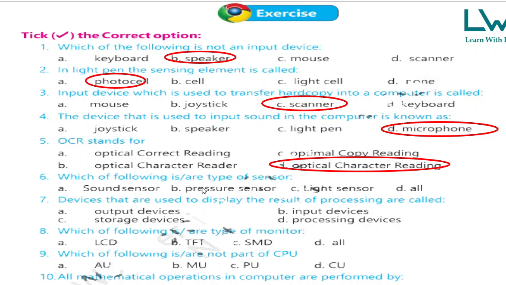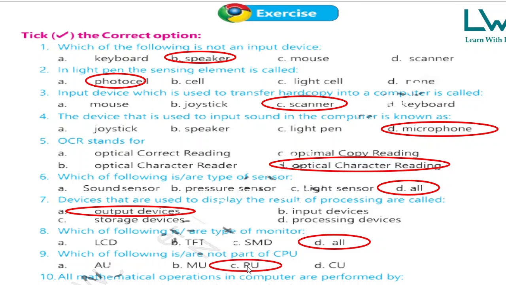Which of the following are types of sensors? These all are sensors. Devices that are used to display the result of processing are called output devices. Which of the following are types of monitor? LCD, TFT, SMD, all. Which of the following are not part of CPU? PU. All mathematical operations in computer are performed by arithmetic unit.